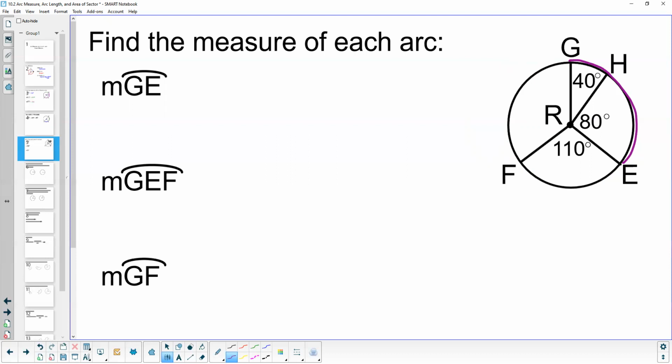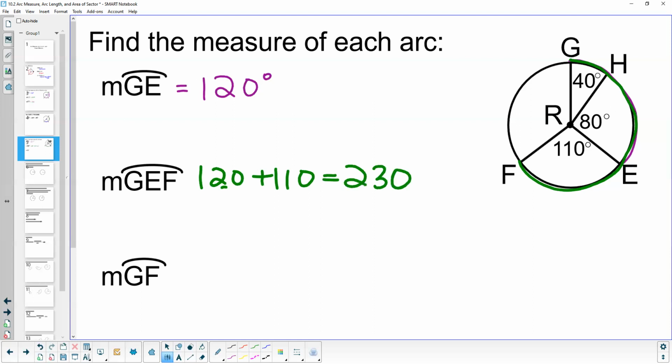Well, GH is 40, HE is 80, so that means the measure of GE is going to be 120, or 40 plus 80. What about the measure of arc GEF? Well, going to GEF, we're going to go from here over to E, over to F. Well, we figured out what the measure of GE was already. That's 120. Now we need to add in the arc from E to F, which is 110. So we've got 120 plus 110. So from G all the way to F is going to be 230 degrees.